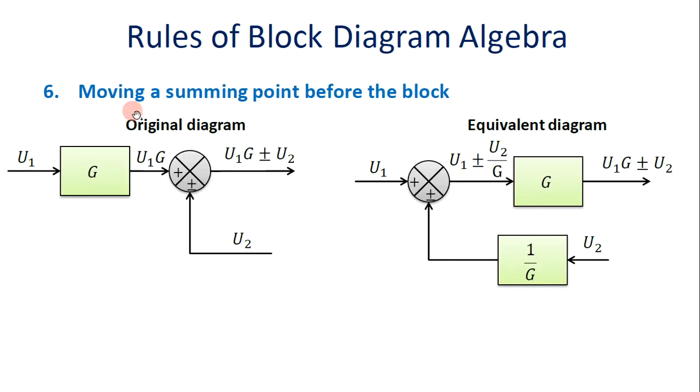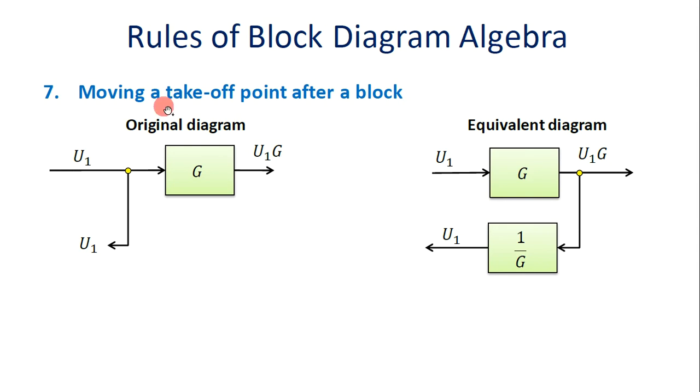Next, sixth one, moving a summing point before the block. So we are moving the summing point before the block G, and this one is the equivalent for this one. In the previous rule, we just added a gain block of G to the U2 branch, but this time we are adding a gain block of 1 by G.